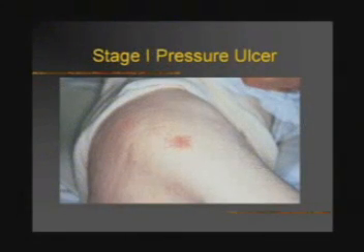Here is an example of a stage 1 pressure ulcer on this patient's right hip. Note the redness. After this patient was turned off of the hip to relieve the pressure, the redness remained for longer than 20 minutes, but there is no open wound yet.